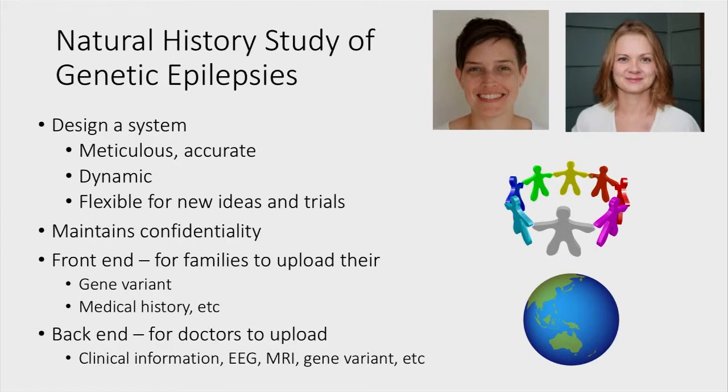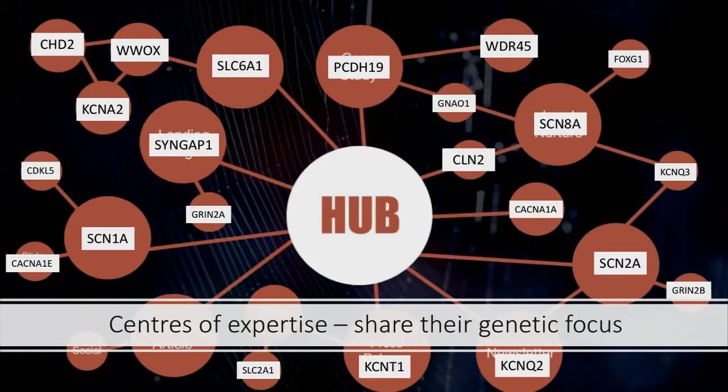And here's the picture of the 2 young stars that I'm working with, and these are the sorts of issues that I wanted to do. Design a system that's meticulous, dynamic and flexible, maintains confidentiality as critical, and a front end for you to upload data and a back end for us to upload data. A hub and spoke approach was suggested by Ampeduri yesterday. I think it's a really good idea. We all have our favourite genes. I fortunately have too many favourites.